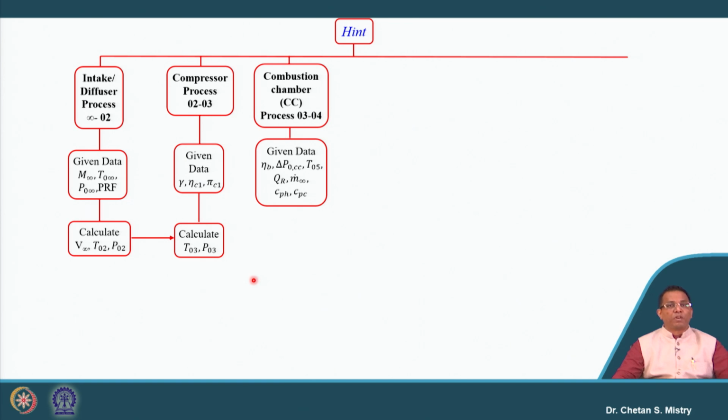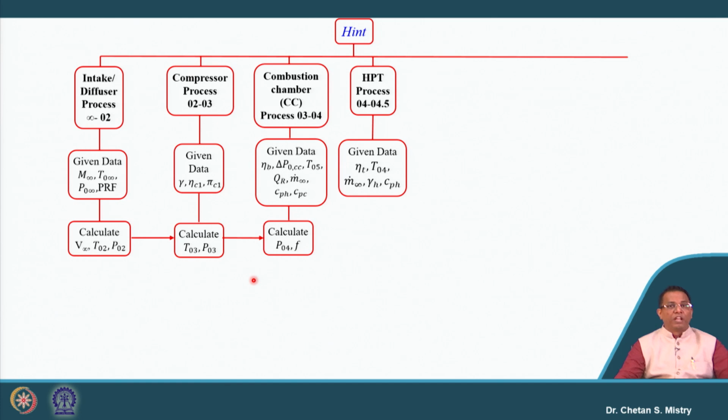Next is the combustion chamber. For the combustion chamber, we have data such as delta P0, the calorific value of the fuel, the CP value, and the maximum turbine entry temperature. That is used to calculate the pressure and the fuel air ratio. For the HP turbine, the information given is the turbine entry temperature and the turbine efficiency. We can calculate the exit pressure and exit temperature from the HP turbine.